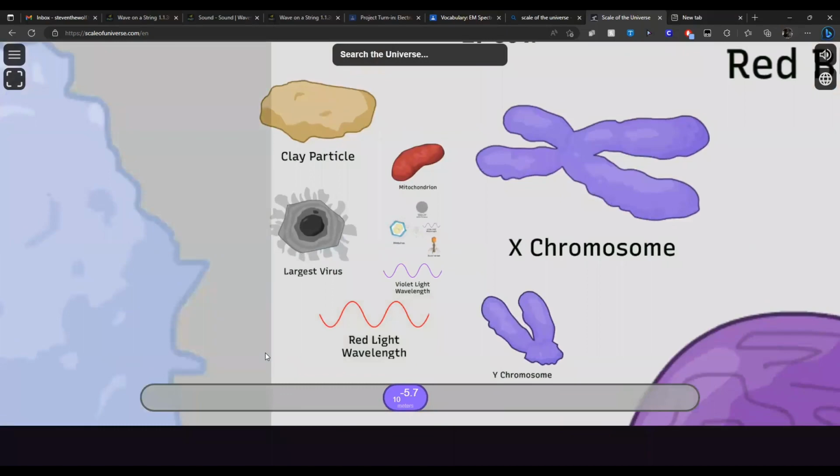Visible light includes all visible light. An acronym to remember all of the colors in visible light is Roy G. Biv, which stands for red, orange, yellow, green, blue, indigo, and violet. Examples of visible light include light bulbs, fire, and stars.